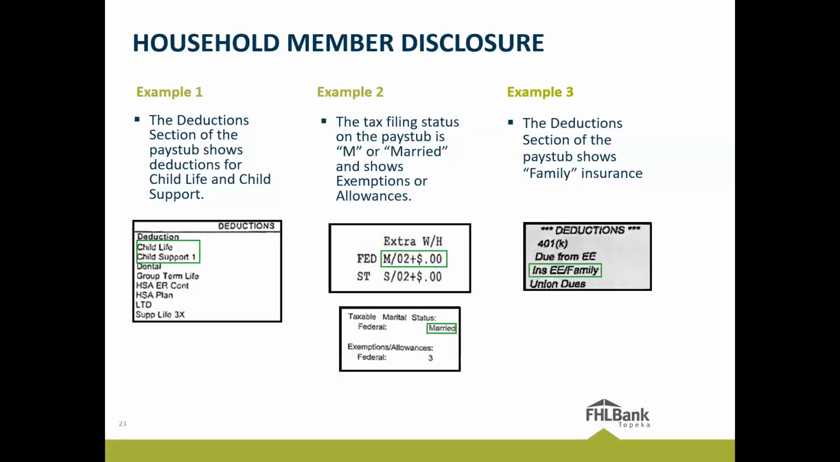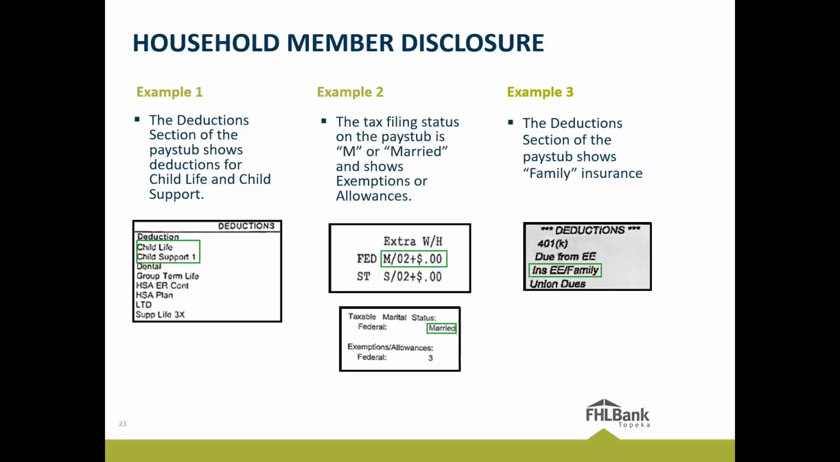Here's some examples of ways you can determine by looking at income documentation if there may be other household members. Example 1, the deduction section of the pay stub shows child life and child support. If the household didn't disclose children to you, but the pay stub shows these types of deductions, this is something that our analysts are going to see on the pay stub, and they're going to ask you about in a clarification request.